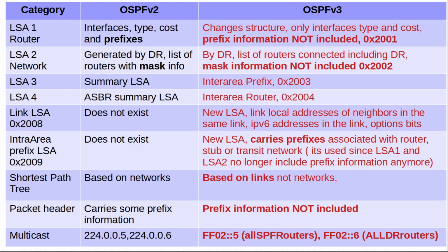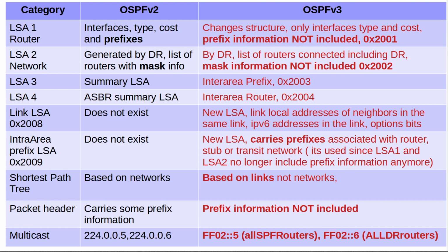Now, regarding LSAs, the LSA number 1 or router LSA will change. It will not be allowed to carry prefix information. The LSA number 2 or network LSA will also change because it will not be allowed to carry mask information. The LSA number 3 changes its name. Now it will be known as inter-area prefix. The LSA number 4 will change its name also. It is now known as inter-area router.